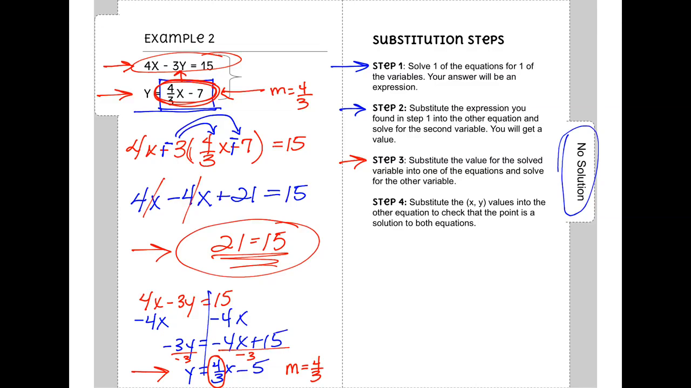Let's go back to our steps. Step 3 said to substitute the value for the solved variable into one of the equations and solve for the other variable. Well, we didn't get a value for a variable. We just got this untrue statement. So we're unable to perform step 3 and therefore unable to perform step 4.